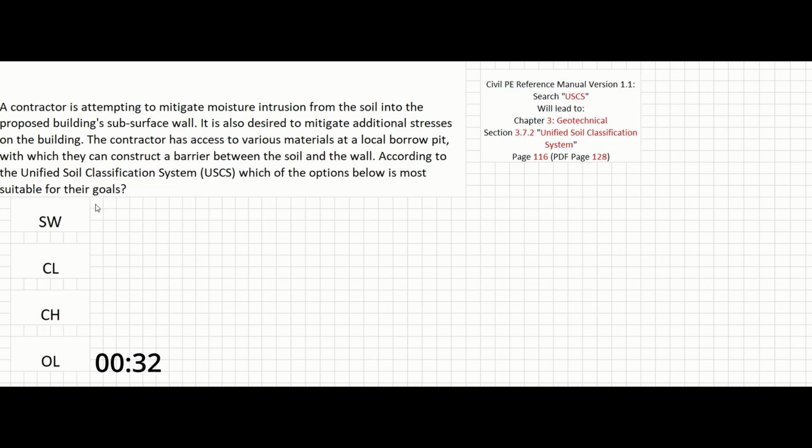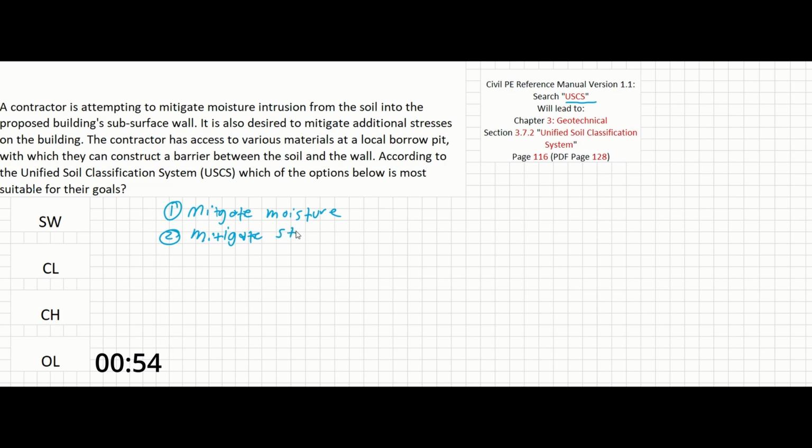So this is another concept problem. The goal is to use the USCS soil classification chart to decide which of our options will be best in terms of two goals: mitigating both moisture intrusion and stresses upon the structure. So go to that table and let's go through our options.